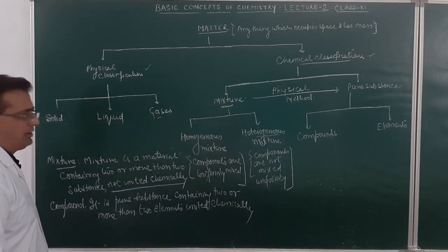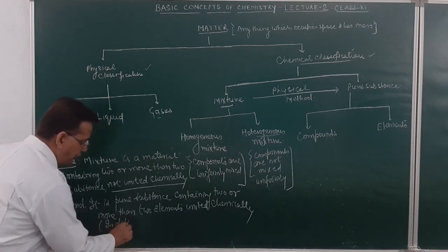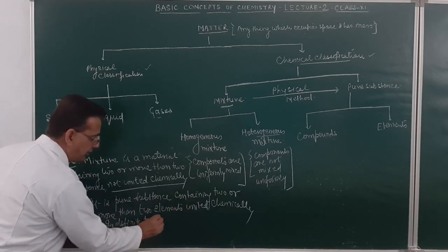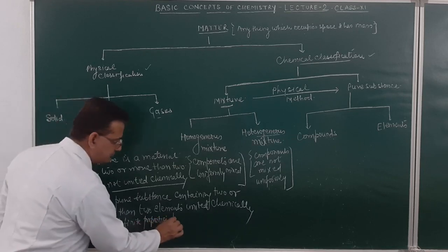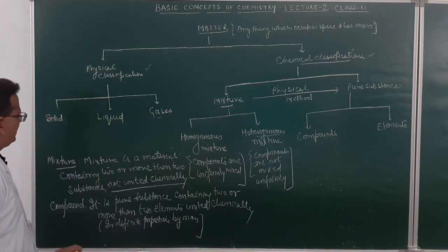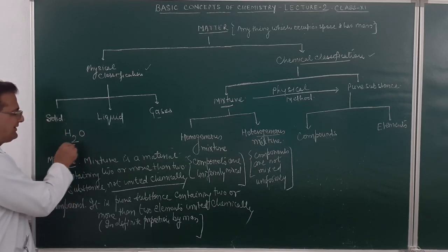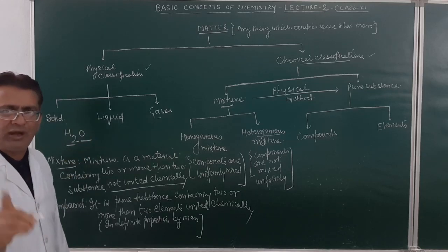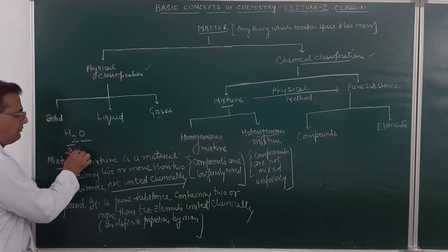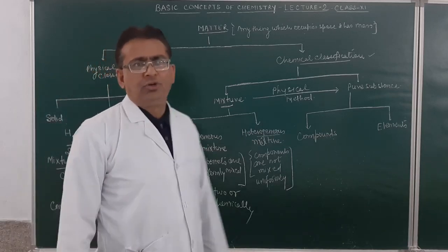You may also add the words in a definite proportion by mass. Otherwise, this definition is fine. What do I mean by this? Suppose I say water is a compound. Which elements does it consist of? Hydrogen and oxygen. Are they united chemically? Yes. What is the mass of hydrogen over here? 2. Mass of oxygen, 16. So what will be the ratio? 1:8. Am I clear?